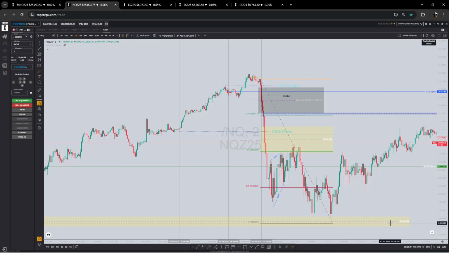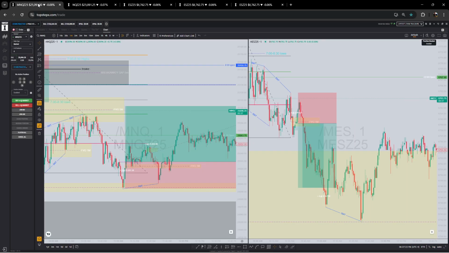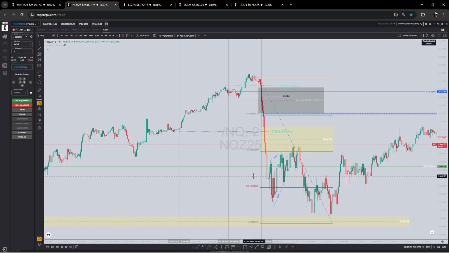We had 1, the forward fair value gap to be filled. We had 2, the 12 o'clock open to be traded to. We have 3, we had the 7 o'clock to 8:30 lows to be taken. And 4, we had the gap to be filled. So all these were confluences that price would move bearish this morning.